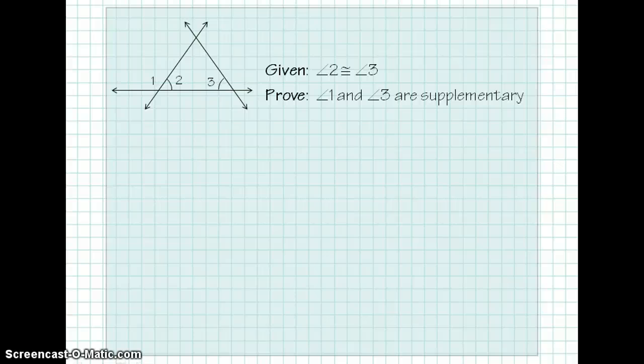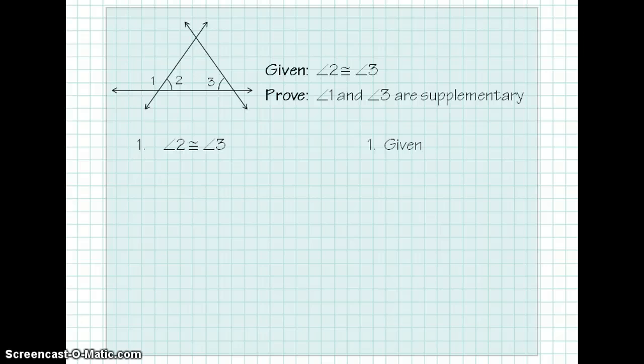Okay, another one. Given angle 2 is congruent to angle 3, so these two are congruent, I want to prove that angle 1 and angle 3 are supplementary. Well, this is the same idea as what we just did, because these two are supplementary because this is a linear pair, and so if these two are congruent, that means that these two have to be supplementary. Okay, so that's the idea of what we're looking at here.